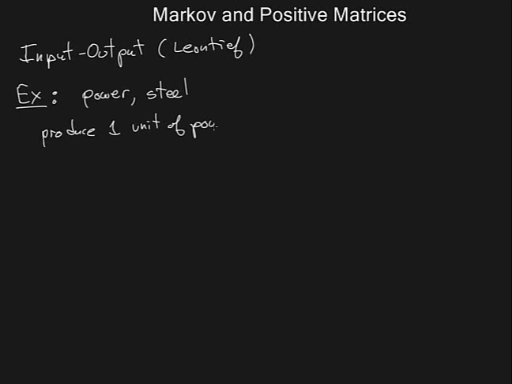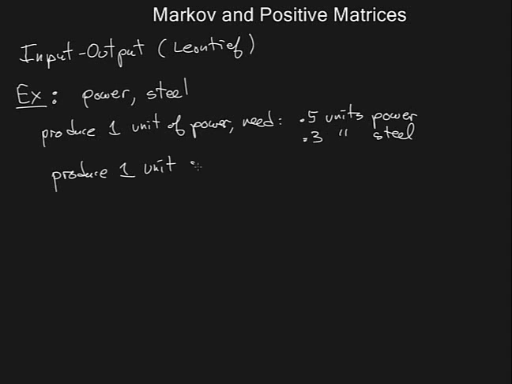And in order to produce 1 unit of power, well, you need to run the factory. So you need 0.5 units of power. And you also, let's say, need some steel. And in order to produce 1 unit of steel, well, you don't need any steel to go into it, but you do need, let's say, 0.2 units of power.